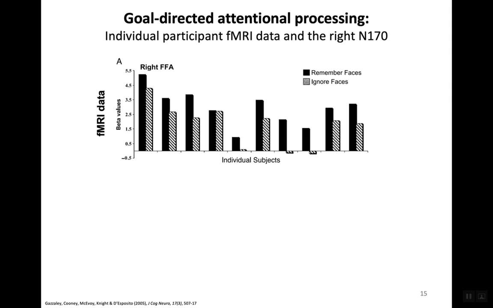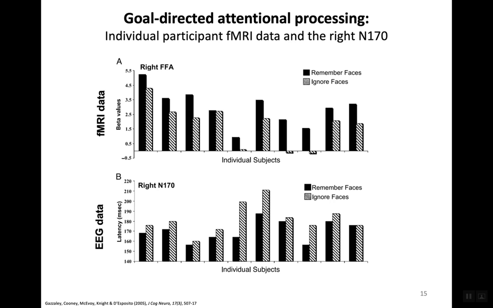So this is what the fMRI data reveals. But Ghazali and colleagues did one other thing which is equally interesting. They looked not just at fMRI data within these participants, but also EEG data. And one of the most important components of the ERP signal when we talk about faces is the so-called N170, a negative deflection that occurs in response to face stimuli about 170 milliseconds after we view them.